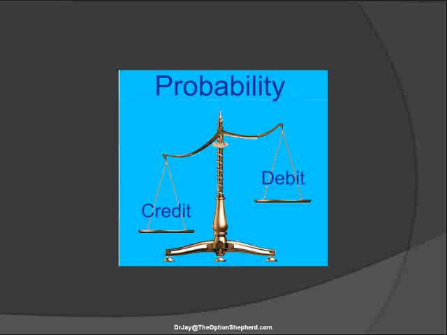Credit trades have a higher probability of success than debit trades, which usually also carry a higher risk. Understanding why is a vital key to your being a profitable trader. Debit trades mean paying to enter a trade. Credit trades receive a credit when a trade is opened.